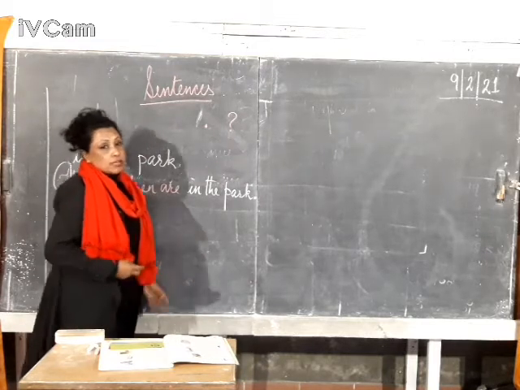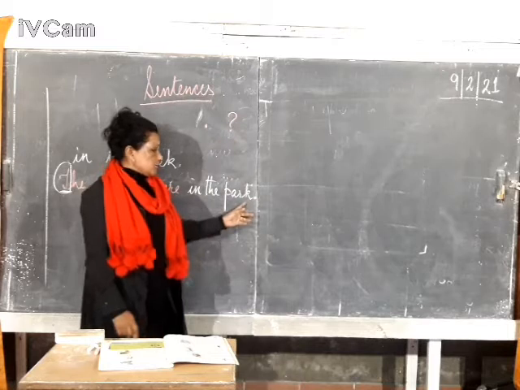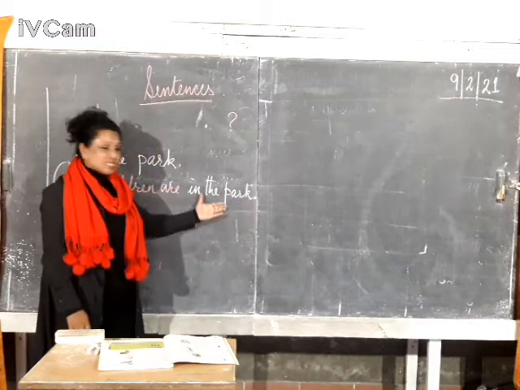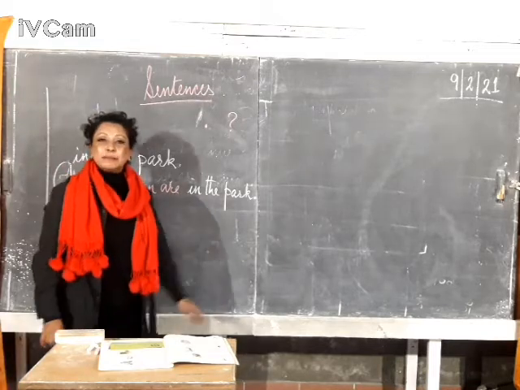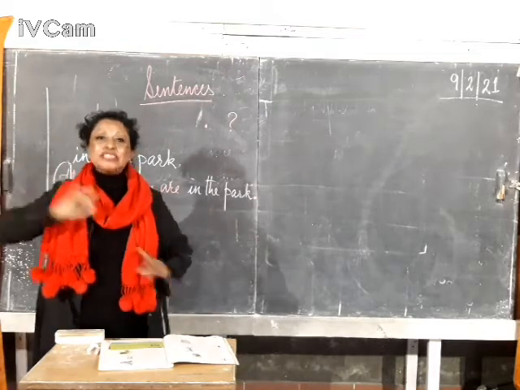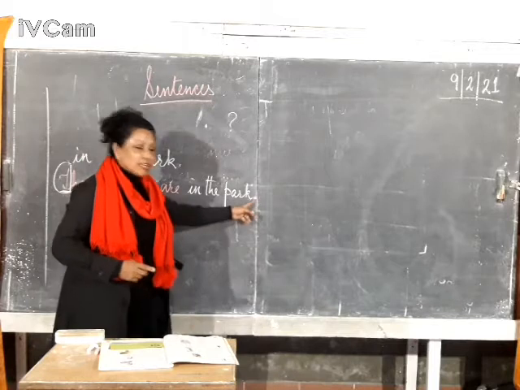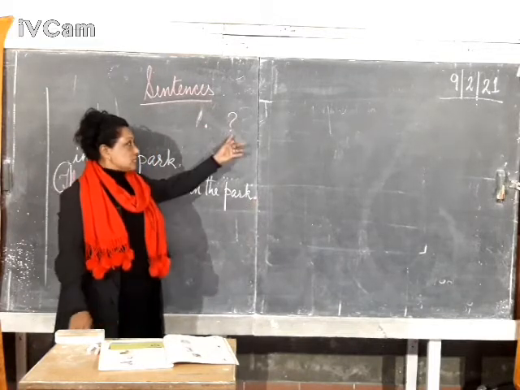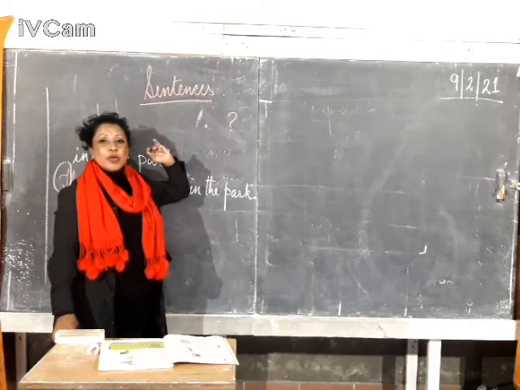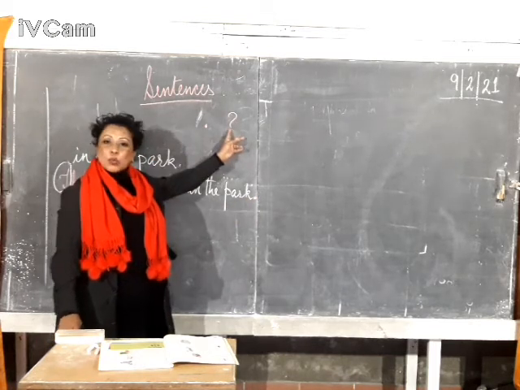Alright? A sentence can also be a question sentence. A sentence can also be a statement. This is a statement. The children are in the park. That means it is a statement. That means you're stating it, you're saying it. And you end the statement with a full stop. Alright? Now the next kind of sentence is a question sentence, where you end your sentence with a question mark.